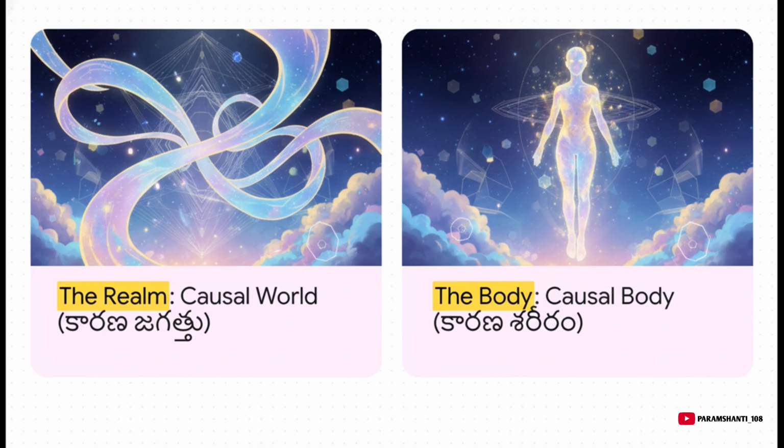Now let's apply that exact same logic to a higher, more subtle realm, in what's called the causal world, the Karna Jagutu, a realm of pure thought and intention. The soul would have a causal body, a Karna Shariram. It's a body made of a much finer substance, perfectly suited for a world where thoughts are things.